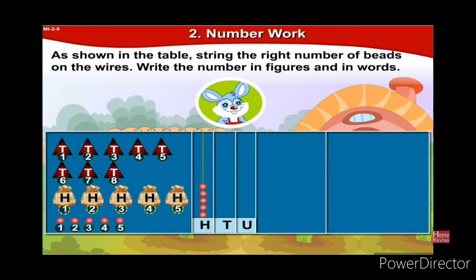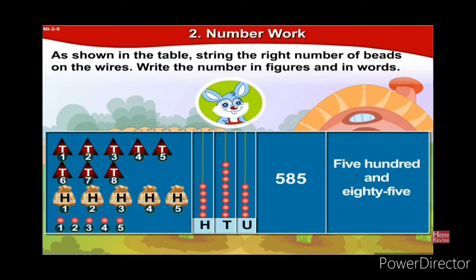Now at the wire of hundreds, we'll make 5 beads. At the wire of tens, we'll make 8 beads. At the wire of units, we'll make 5 beads. In figures, it is 585 and in words, it is 585.